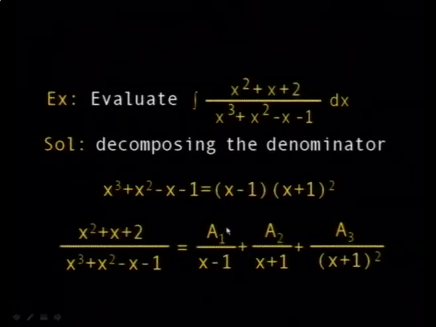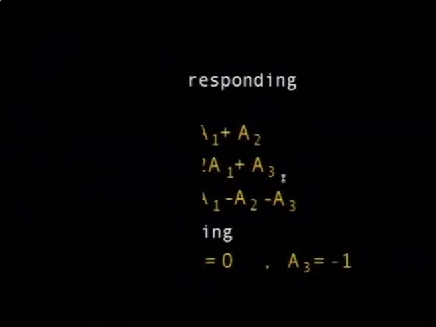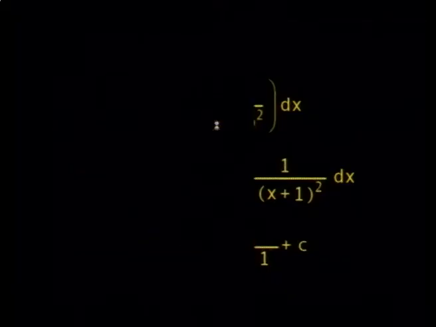Now you seek to obtain again A1, A2, A3, and you follow the same procedure. You unify the denominator and you equate coefficients of equal powers of the numerator, and you obtain A1, A2, A3. Here they are. When you solve them, you obtain A2 is 0, A1 is 1, and A3 is equal to -1. You substitute again, and here is your sum of partial fractions. The first integral is easy, it's a logarithm, while the second one is 1 over x plus 1. And here is your solution.